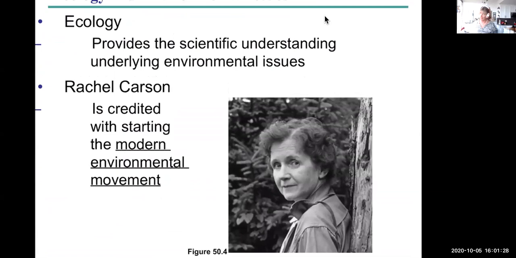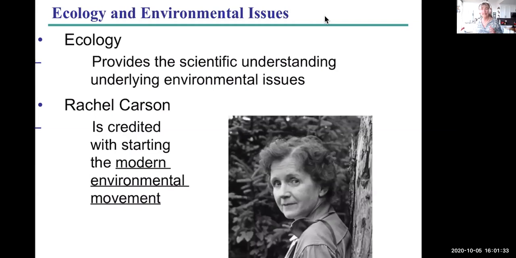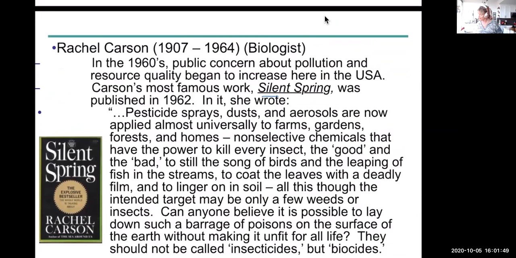So ecology provides a scientific understanding underlying many of the environmental issues that we have today. Rachel Carson is credited with starting the modern environmental movement. She wrote a couple of books, Silent Spring and The Sea Around Us. She was a unique individual in that she had science training, but also was a terrific writer. She not only did impeccable research, but wrote it in such a way that it was understood by many people. She died quite young of cancer, unfortunately.